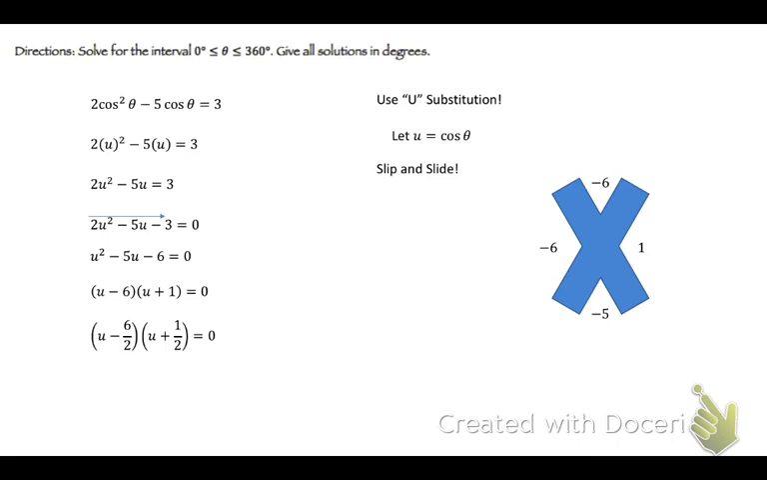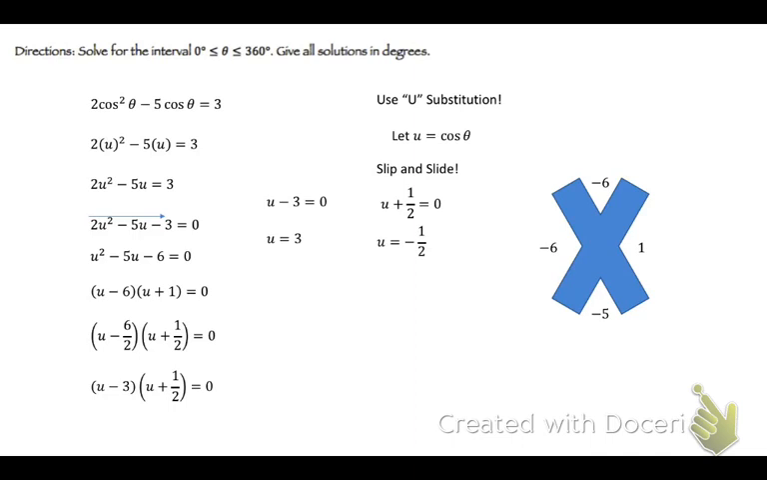Oh wait, sorry, I skipped a step. So since we're doing slip and slide, I multiplied first, now I have to divide. So I'm going to divide the 6 by 2 and I'm going to divide the 1 by 2 because that's what I multiplied by. So I get u minus 3 and u plus 1 half equals 0. So I have u minus 3 equals 0, u plus 1 half equals 0. So u equals 3 and u equals negative 1 half.